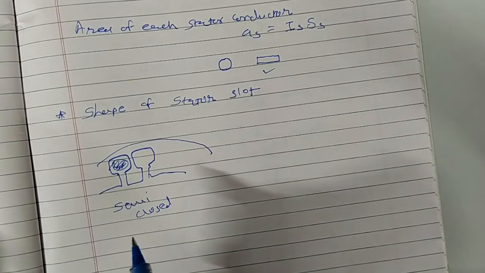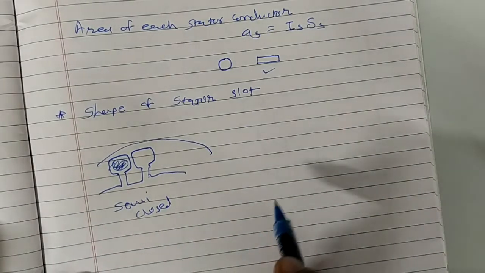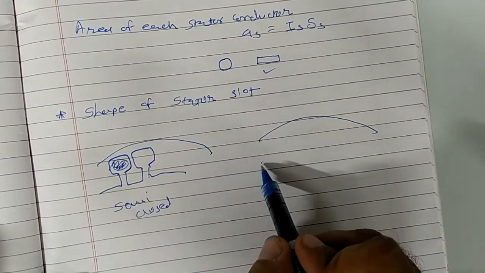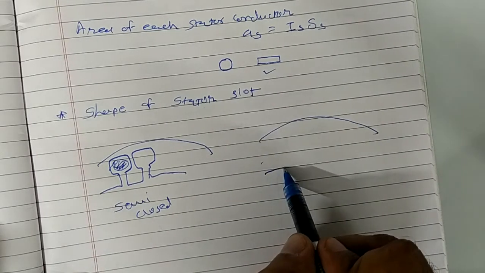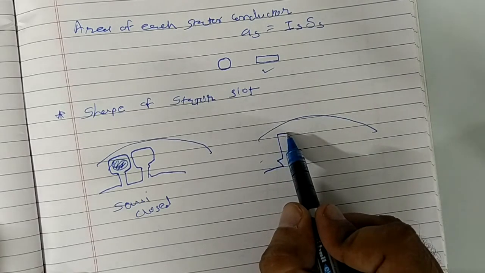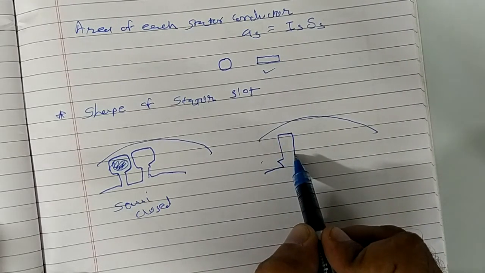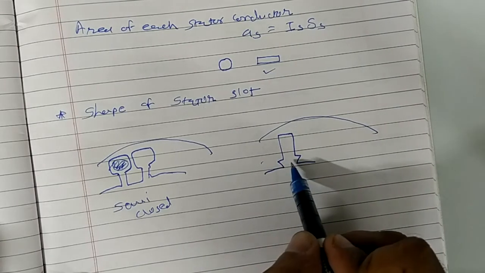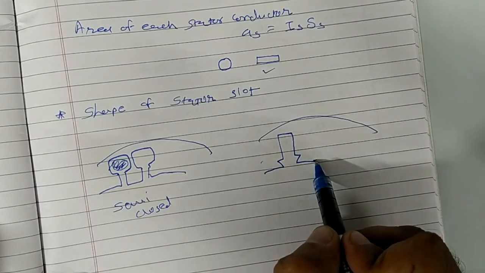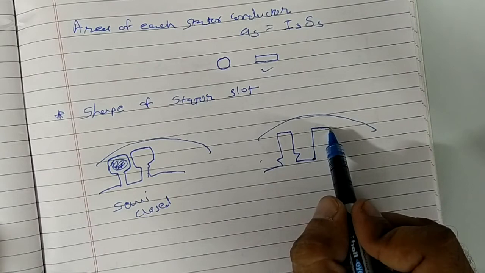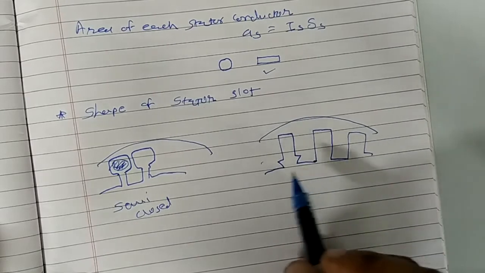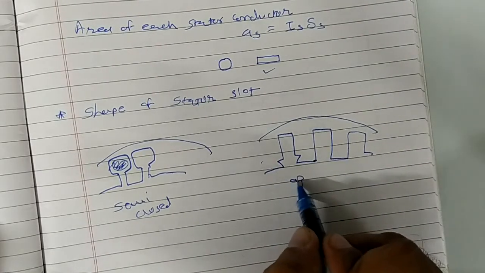And some of the slots are open type, so an open type slot will look like this. Let us say this is the stator, and it will look like this. Such kind of things are provided for better accommodation of the conductor, so that we can perfectly wind the winding. Otherwise, if you simply want to draw the open type of slot, it simply looks like this. Throughout the periphery we have an open type of slot.